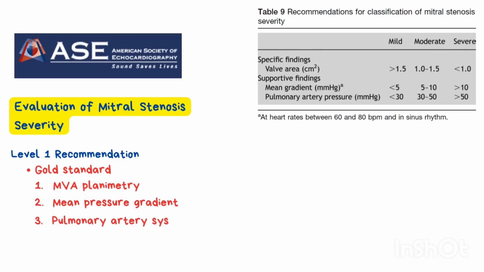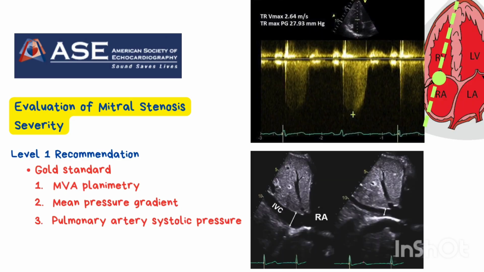The third tool is pulmonary artery systolic pressure, or PASP. This doesn't measure stenosis directly, it reflects the hemodynamic consequences from the right side of the heart. We estimate it using the tricuspid regurgitation jet and IVC collapsibility to calculate how much pressure is backing up into the lungs because of the narrowed mitral valve.